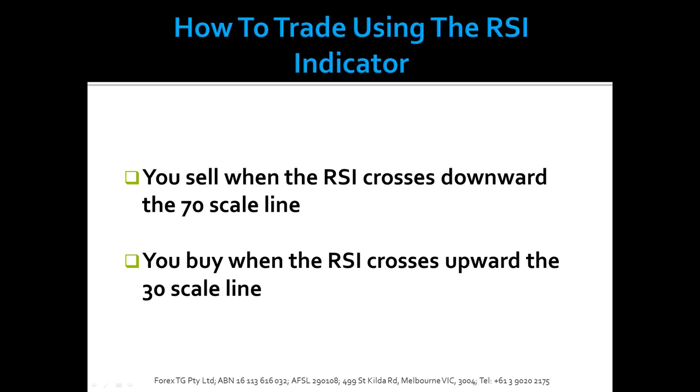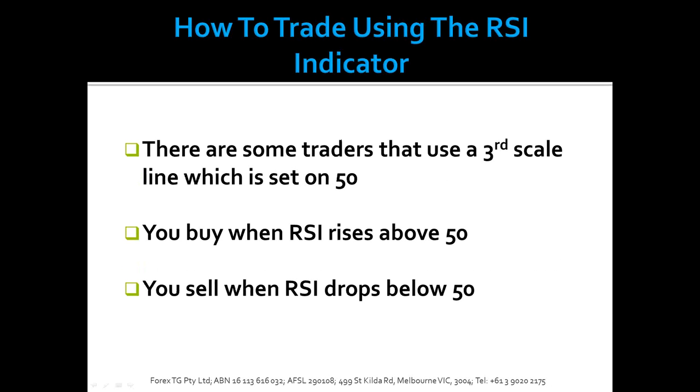You sell when the RSI crosses downward the 70 scale line, and you buy when the RSI crosses upward the 30 scale line. There are some traders that use a third scale line, which is set on 50. Basically, you buy when the RSI rises above the 50, and you sell when the RSI drops below 50. That's after it having obviously been on the top and on the bottom.